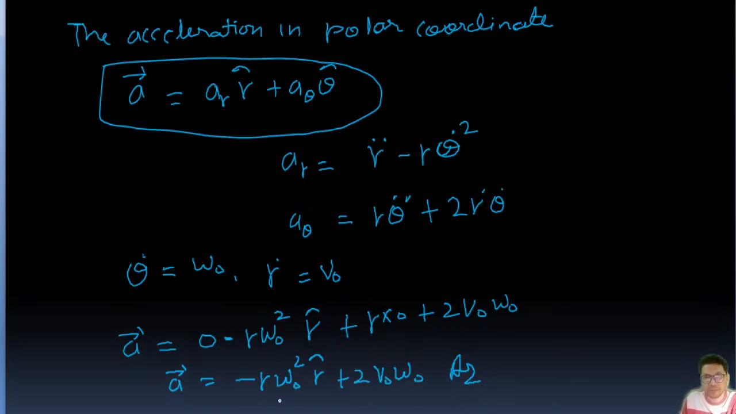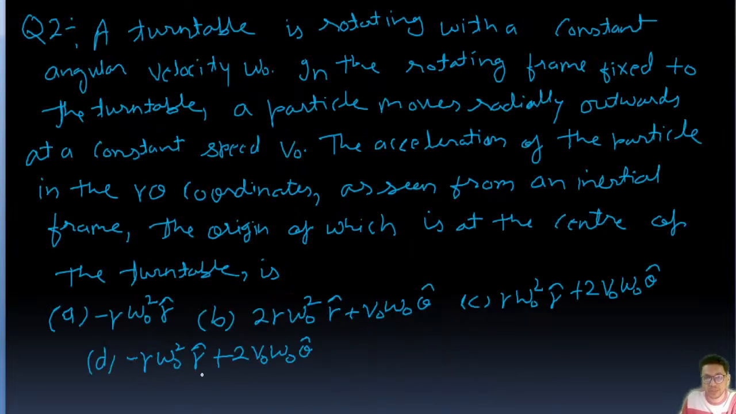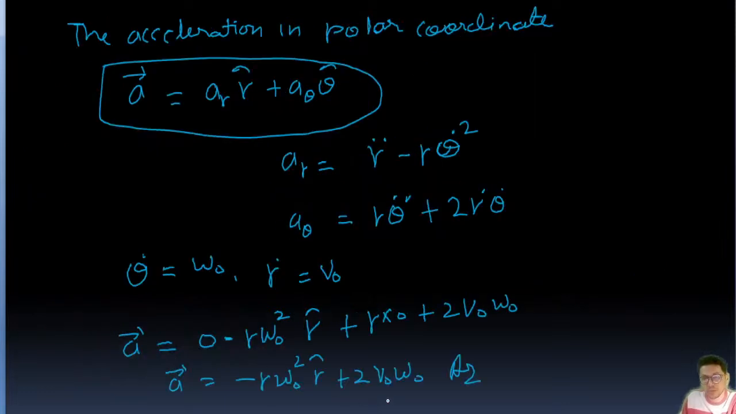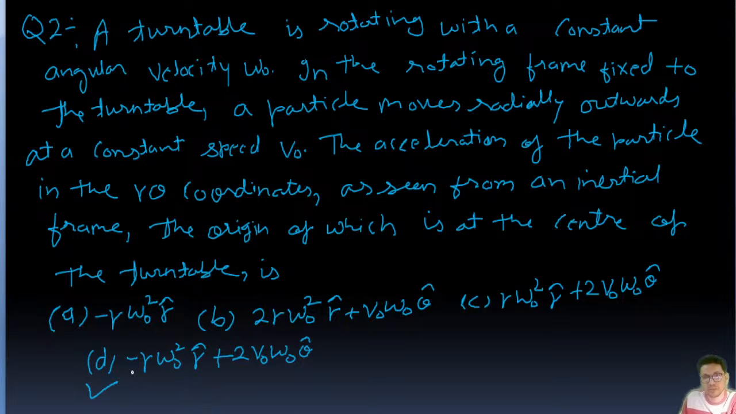And which option is matching? Minus r omega naught square r cap, plus 2 v naught omega naught theta cap. This is theta cap, right? Okay, so 2 v naught omega naught theta cap. Okay, so which option is matching? Option D is matching, right?